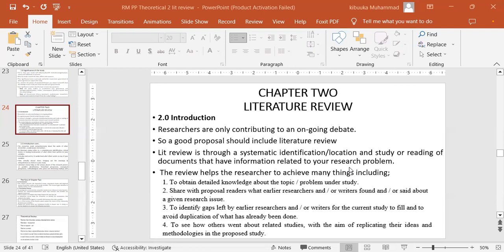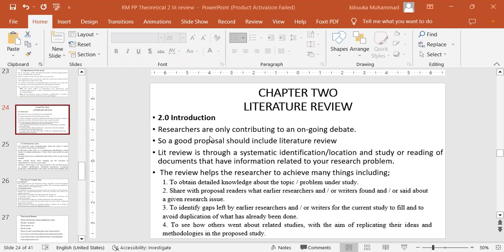As you will see, or you have already seen, today we are going to discuss chapter 2, and we shall complete that discussion of chapter 2. Chapter 2 is officially referred to as literature review. It has several subsections, but before we go to them, let us go through this introduction, giving us the importance of chapter 2.